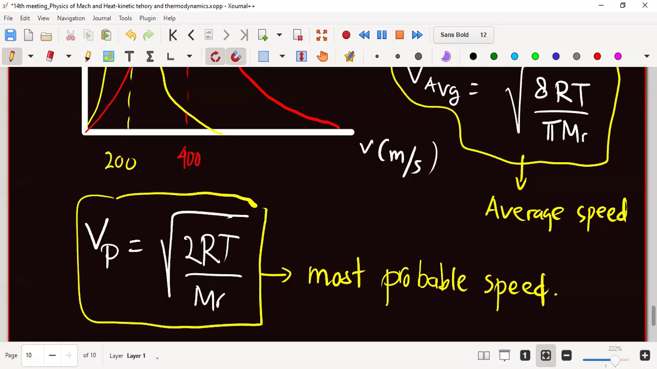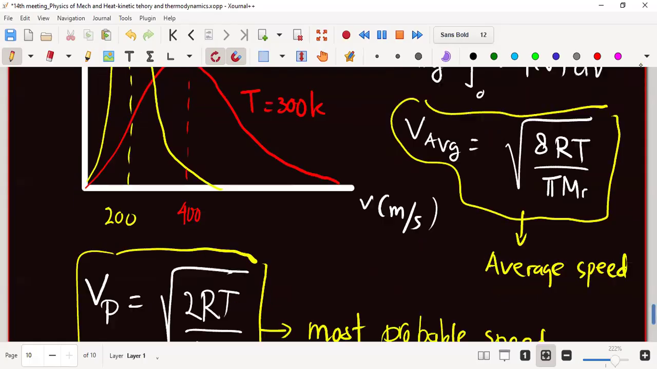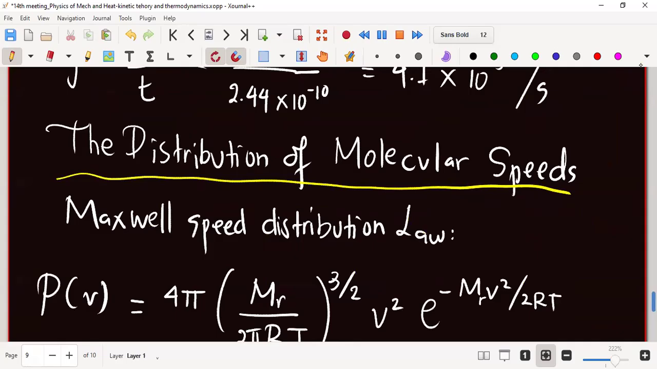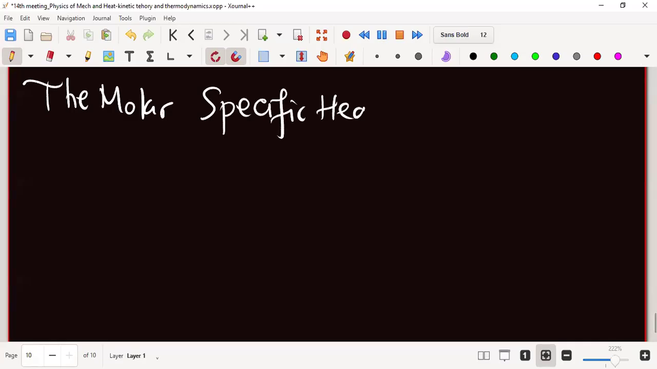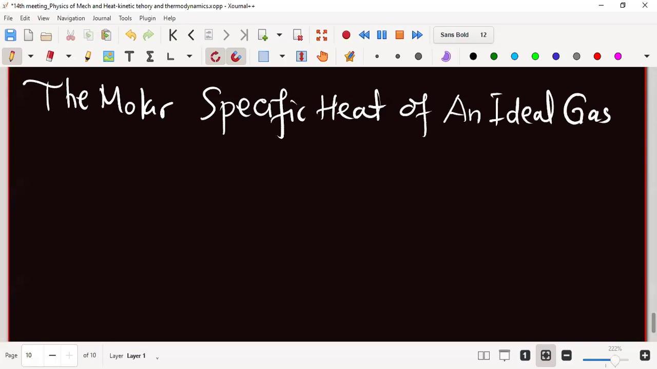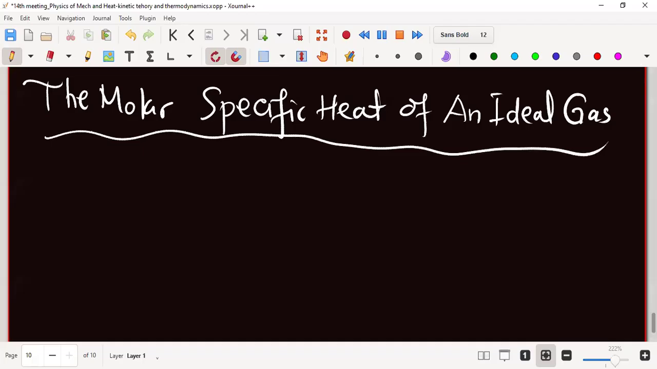Okay, next we continue to the molar specific heats of an ideal gas.